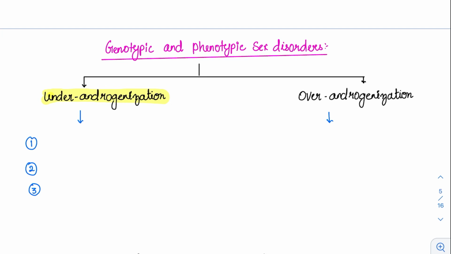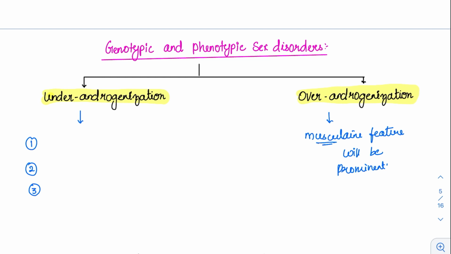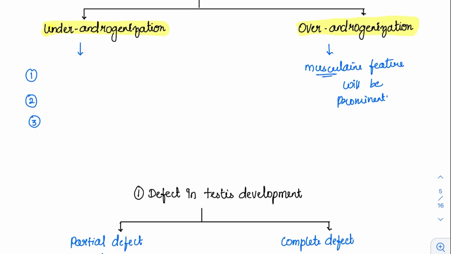Now coming to underandrogenization and overandrogenization. In overandrogenization, what can happen? The masculine features will be increased. Masculine features will be prominent, they will become very prominent, the muscular features. Underandrogenization is more of a problem, because proper androgenization is not happening in a particular male individual. So what can happen? There is a defect in testis development.